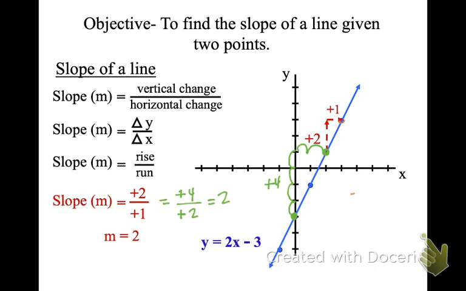I could have also done this. I could start at this point and go to this point. That means I'm going 1, 2, 3, 4, negative 4 because I went down. Negative 4, and now I'm going negative 1, negative 2. I went down 4, and we're going across negative 2. What does that reduce to? A positive 2. So it doesn't matter what 2 points you start at, it will reduce to the same amount. Is everybody clear on that?